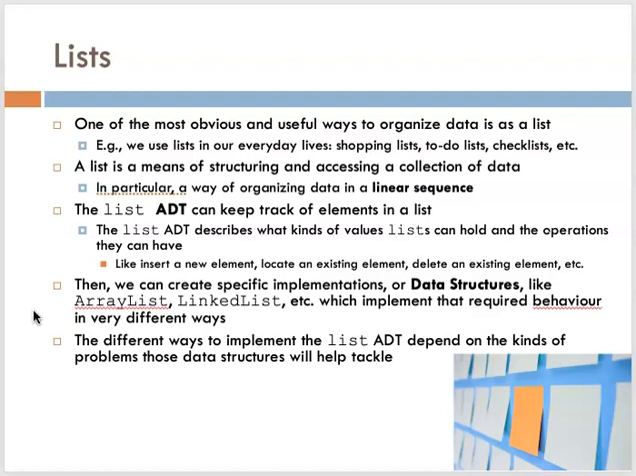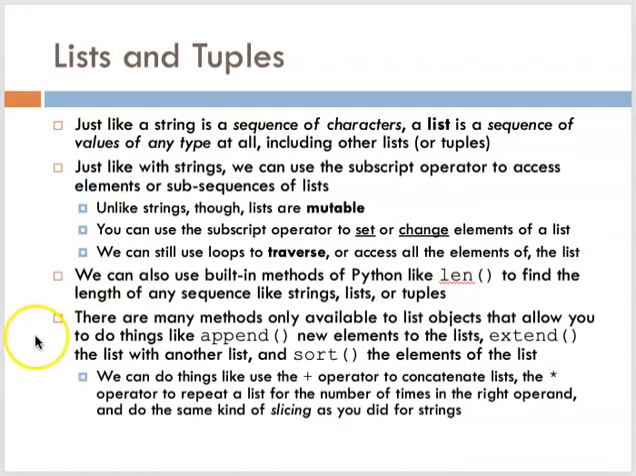And we can create different specific implementations or data structures of lists, like an array list, a linked list, etc., which implement that required behavior in very different ways. The different ways to implement the list ADT depend on the kinds of problems and the data structures that it'll help tackle. Python happens to do it a certain way. Python has lists and tuples, and one of its list data types is called, nicely enough, list. Just like a string is a sequence of characters, a list is essentially a sequence of values of any type at all, including other lists or tuples. So a string would be a homogeneous data structure, and a list would be a heterogeneous data structure.